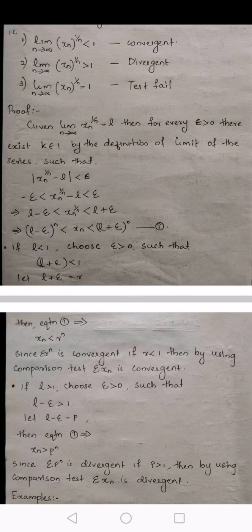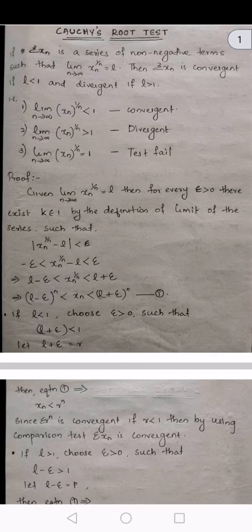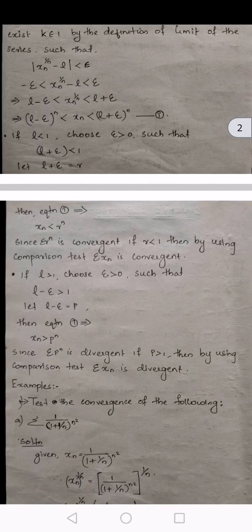Then we consider the second case. If L is greater than 1, choose epsilon greater than 0 such that L minus epsilon is greater than 1. Then we take L minus epsilon as P, so P raised to n is equal to (L minus epsilon) whole raised to n. Then from equation 1, we get xn is greater than P raised to n. We know that if P is greater than 1, summation P raised to n is divergent. Then by using the comparison test, summation xn is divergent.